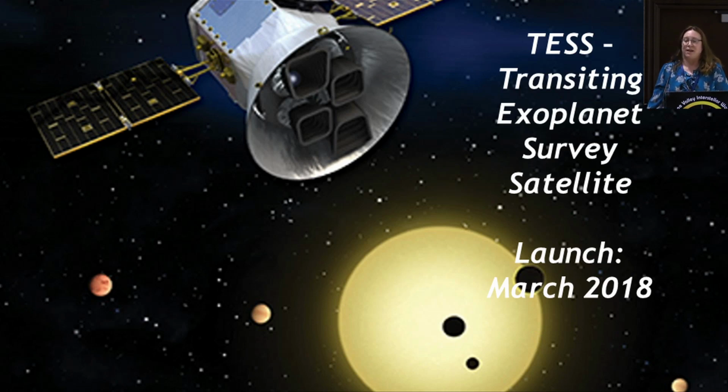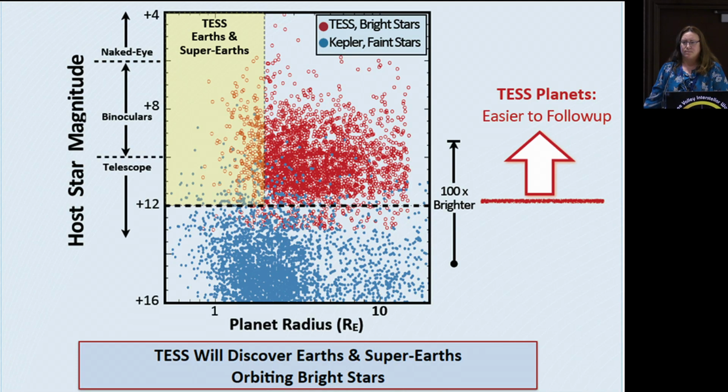The Transiting Exoplanet Survey Satellite was started by MIT. It's a NASA program, but the main people running it are actually at a university. It's going to launch in March 2018. It's going to be nice because it's going to be an all-sky survey, and they're going to target a bunch of really bright stars. Some of the stars are even going to be visible to the naked eye and binoculars, and obviously with the types of telescopes we currently have.